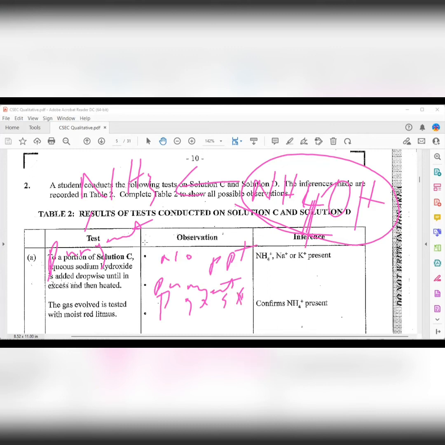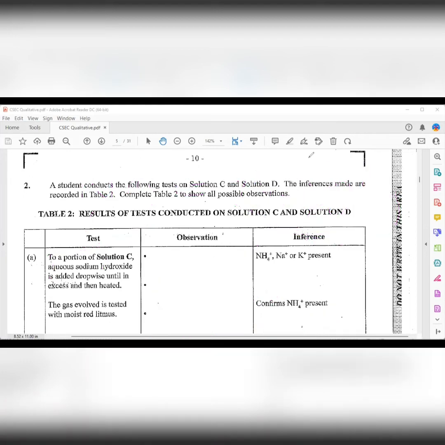It says the gas evolved is tested with moist litmus, and it says that is confirmed. Remember I said ammonia is the only common alkaline gas. So if you test it with moist litmus, then you're going to say red litmus turns blue. That's what you would have here, because it is the only common alkaline gas. So the red litmus would turn blue because of that. And then that's that.